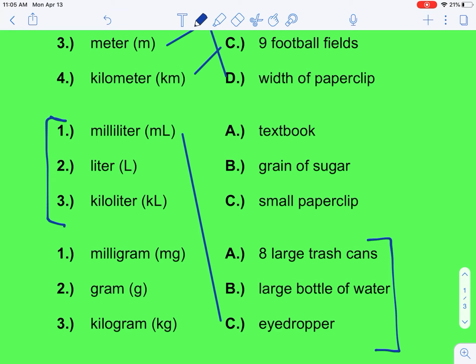A liter is a large bottle of water. Okay, not a normal sized bottle of water, a large bottle. So think about those big pop bottles, those are called 2 liters. So think about a half of that. And then a kiloliter, those are huge. That's 8 large trash cans. Okay. All right, now grams, that's mass.